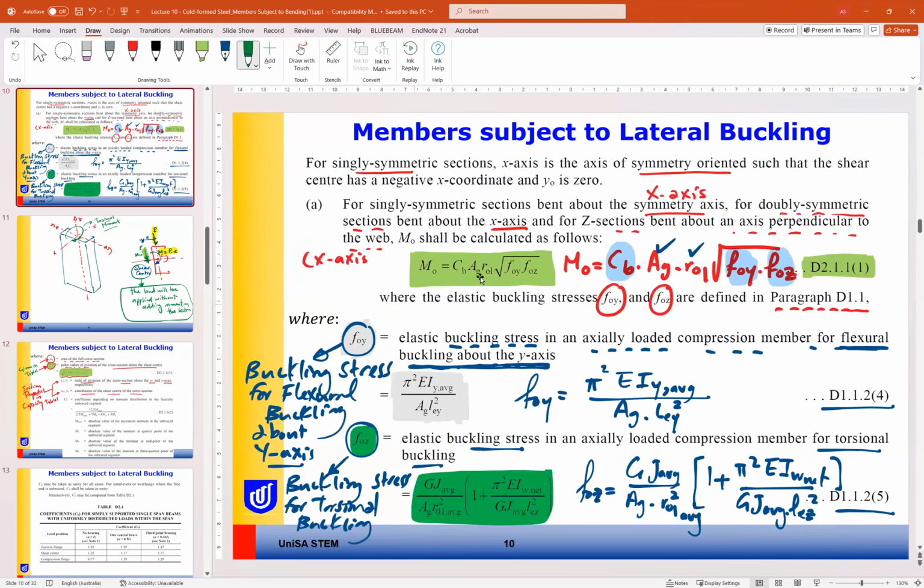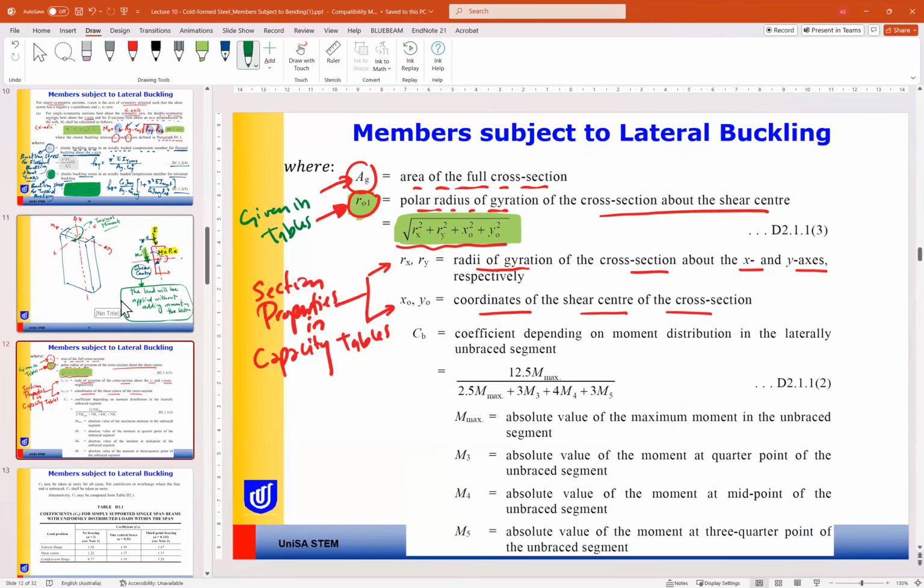If we go back, what else do we need to find? CB. CB is a coefficient depending on the moment distribution on the laterally unbraced segment. So CB is equal to 12.5 Mmax divided by 2.5 Mmax plus 3 M3, 4 M4, and 3 M5. So this is our formula for CB.